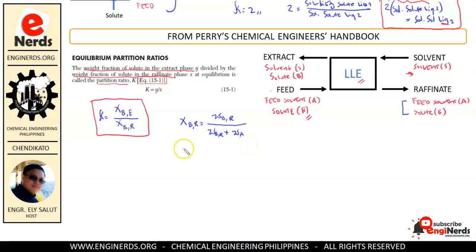Okay, so ang mass fraction naman ng B sa ating extract, so nakikita natin dito, no, sa ating extract meron tayong solute B and solvent S. So, okay, so this is equal to the weight of the solute in extract over the weight of the solute in extract plus the weight of our solvent. Okay, so basically guys, ito yung mga gagamitin nating equations. Now, as I said earlier, yung mga data ng partition ratio natin, kukunin natin sa ating handbook.